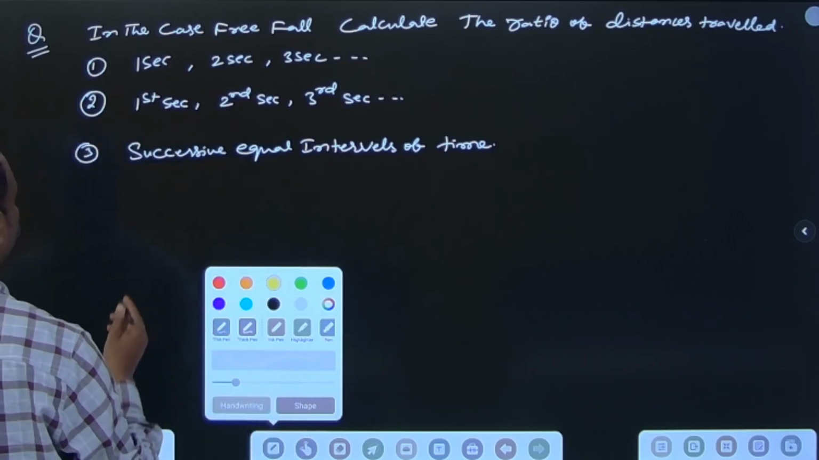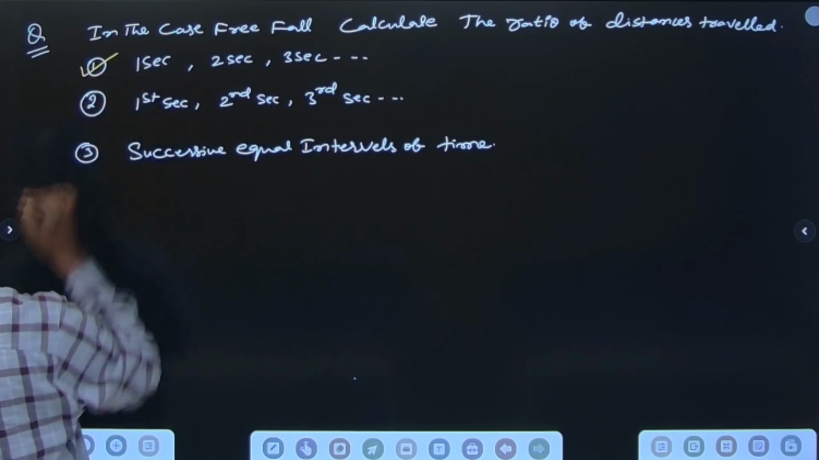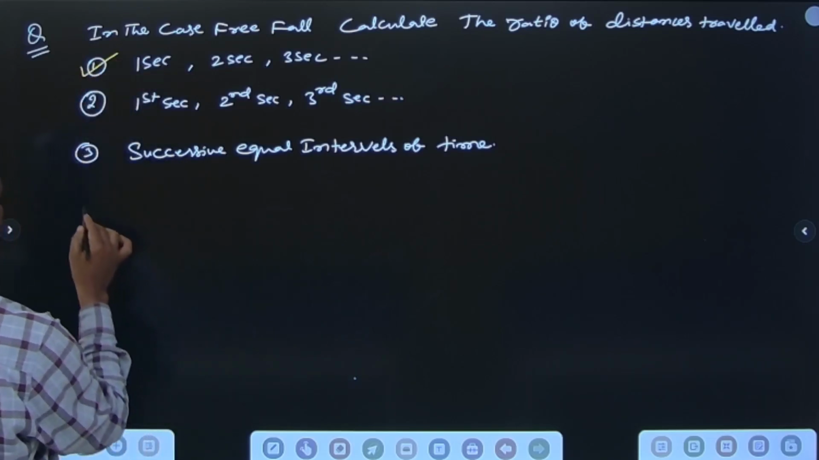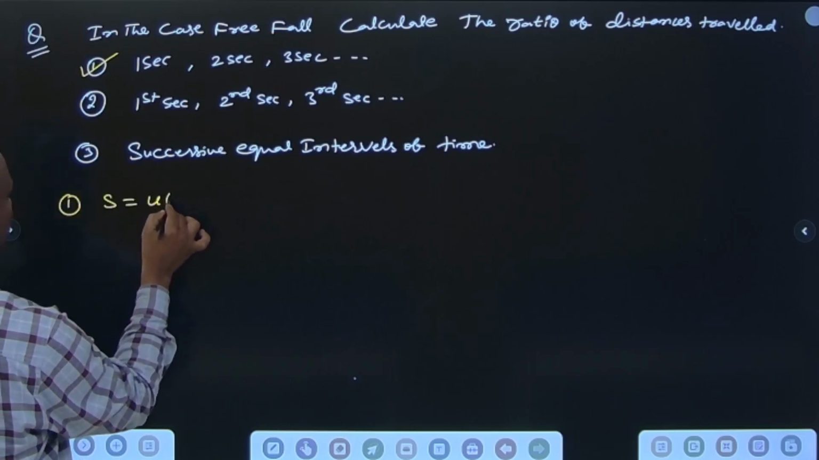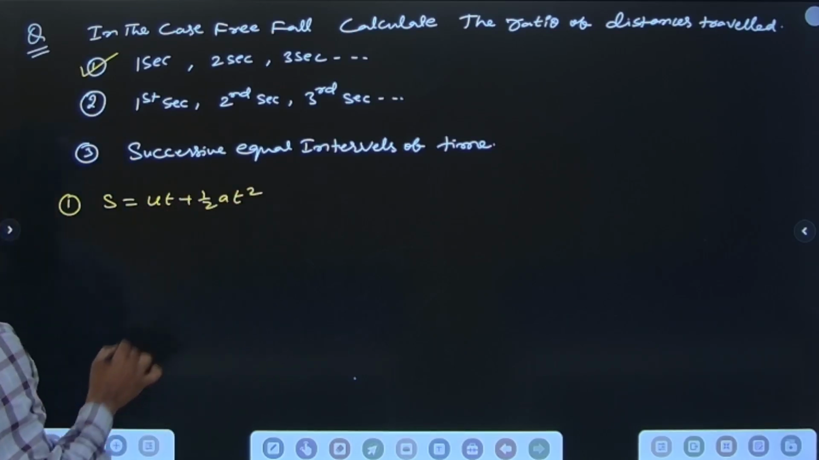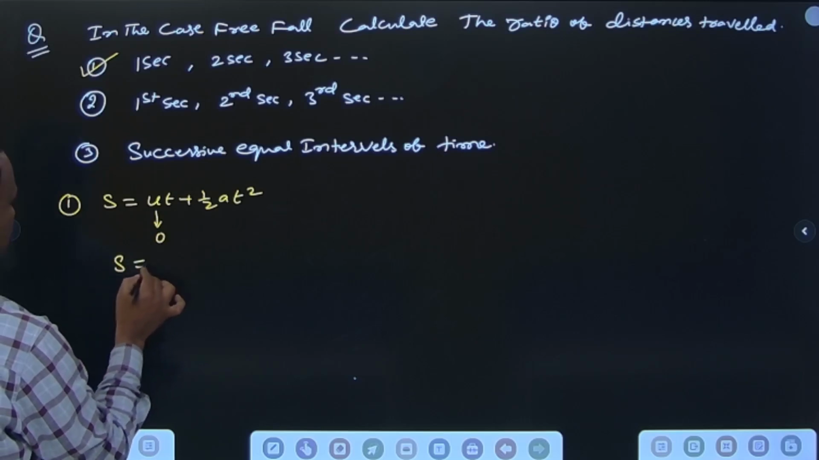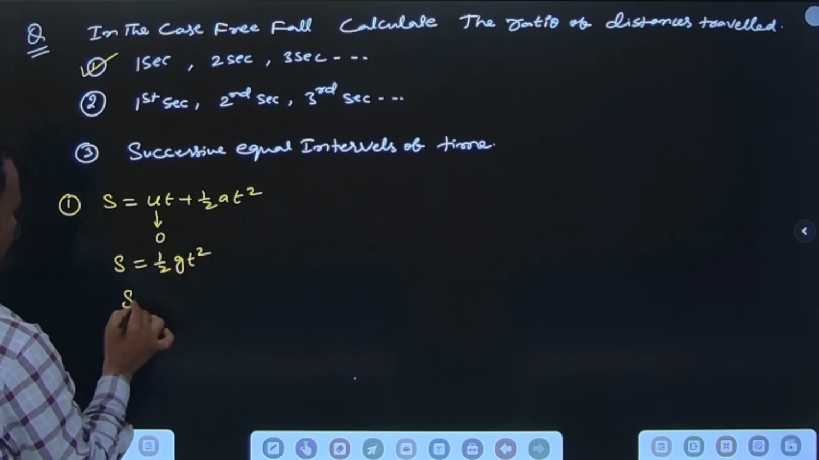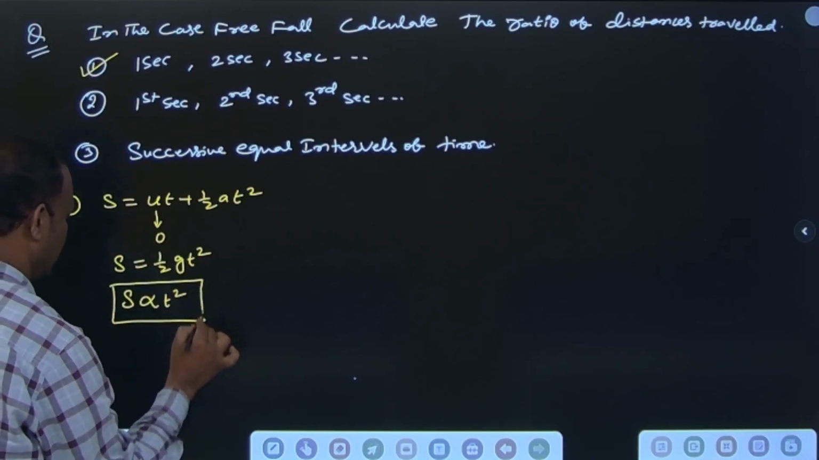In 1 second, 2 second, 3 second, like this one. For example, for the first one I am talking of this. What is this? In 1 second, 2 second, 3 second, like this. So for the first one solution, S is equal to what? ut plus half at square. In the freely falling case, u is what? 0. S is equal to what do you say? Half gt square. S is proportional to t square is the relation.